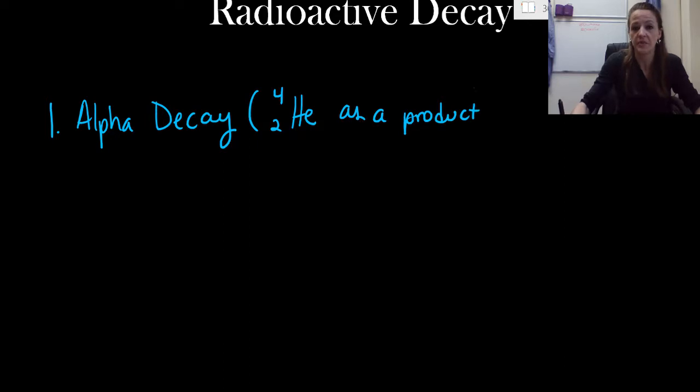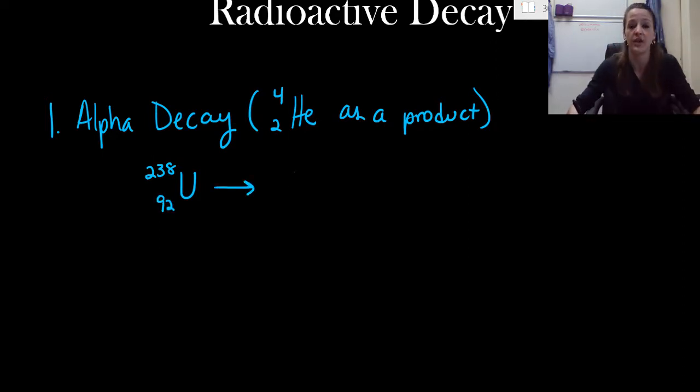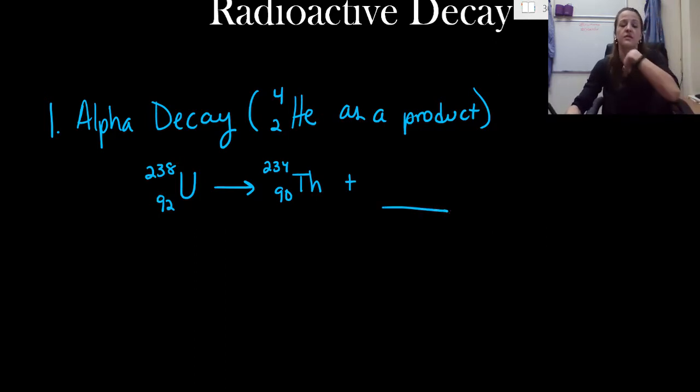A classic example of this is if you start with uranium-238, which we know has 92 protons, so that's our reactant, and then it spontaneously decays to create thorium. Thorium has 90 protons and a mass number of 234. To complete this reaction, we need to fill in this product, because right now it's not balanced. Our mass numbers don't equal each other, and our atomic numbers don't equal each other. In an alpha decay reaction, you always have to put your alpha particle right here.